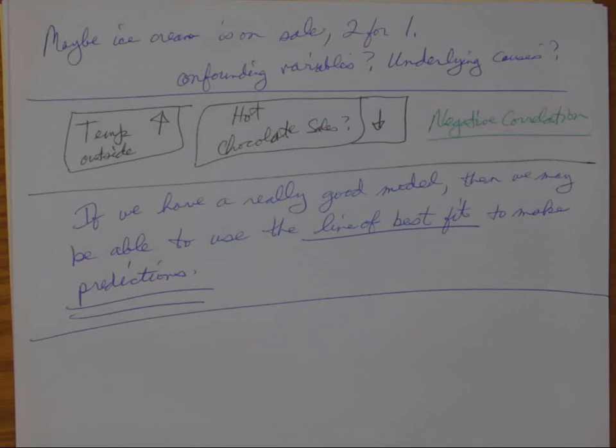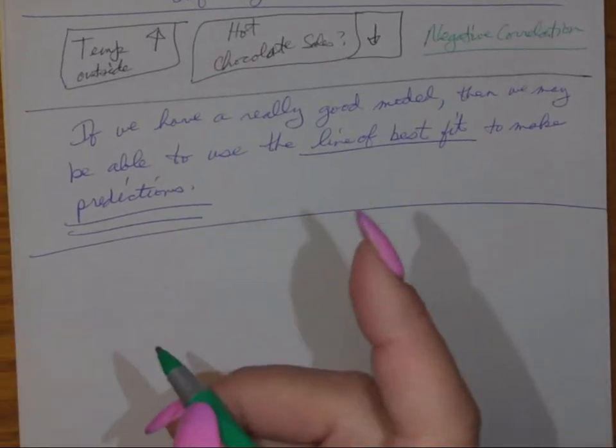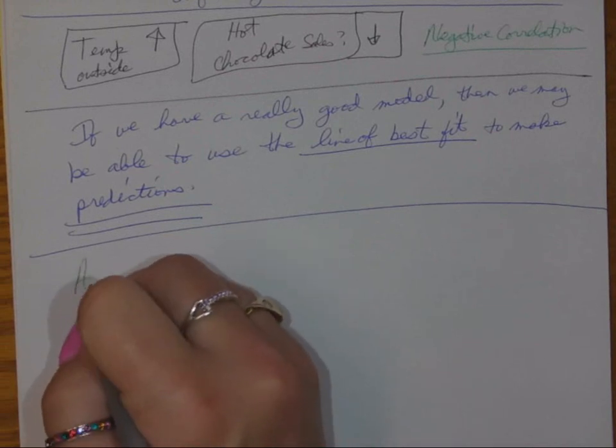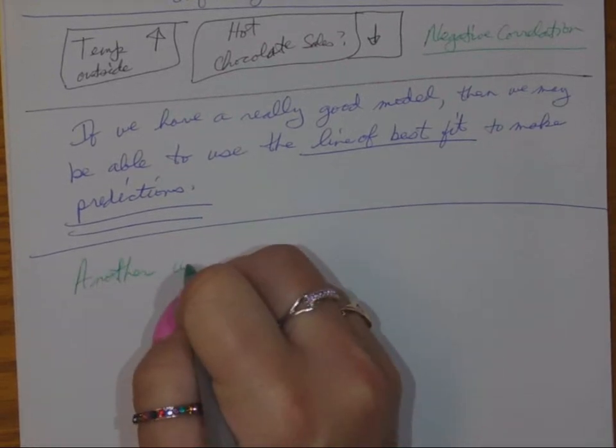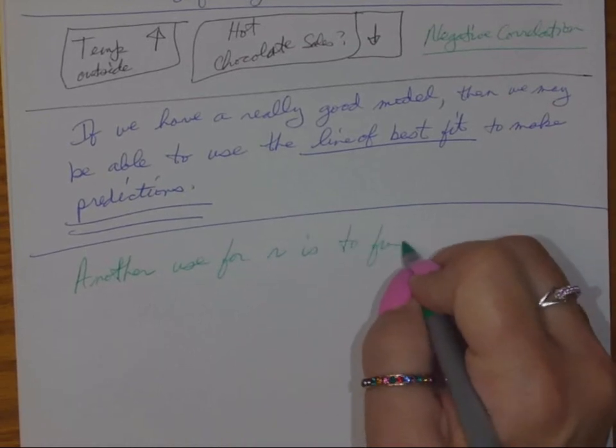And I think the last thing I want to tell you about this is that as we find some different stuff, if we use our graphing calculators or whatever, there is another use for R, which is to find R squared.